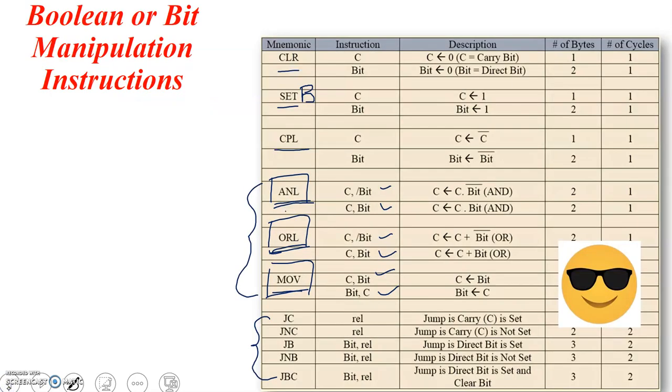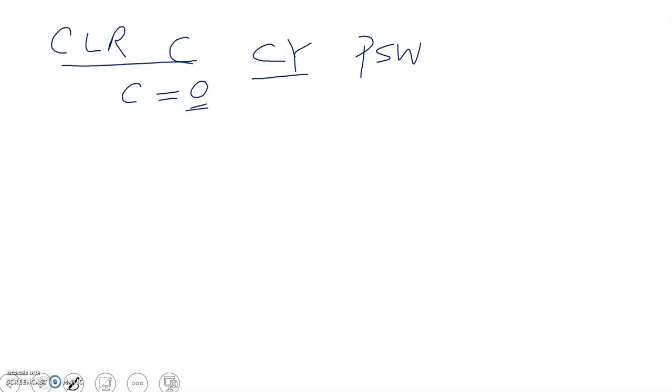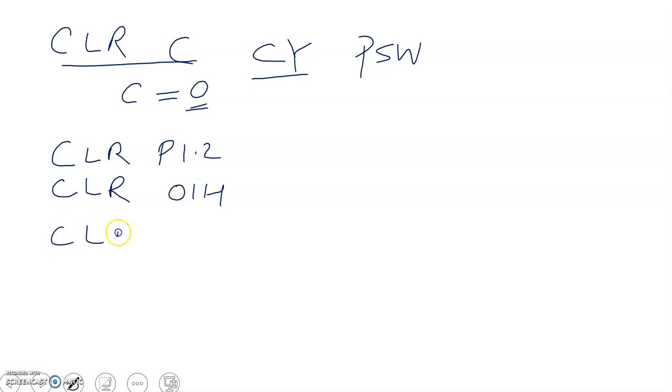This instruction can also operate on any bit. That means we can write CLR P1.2, or I may write CLR 01H, or I may write CLR ACC.6. All these instructions are clear instructions.